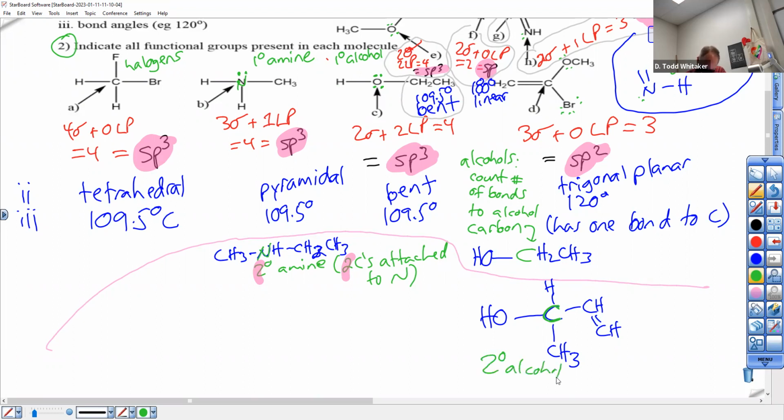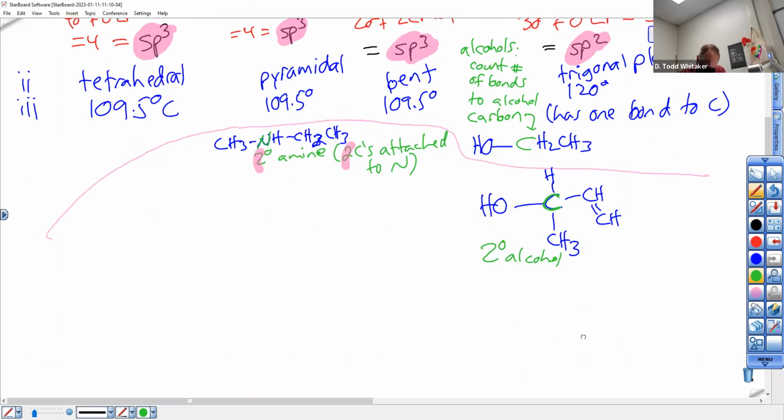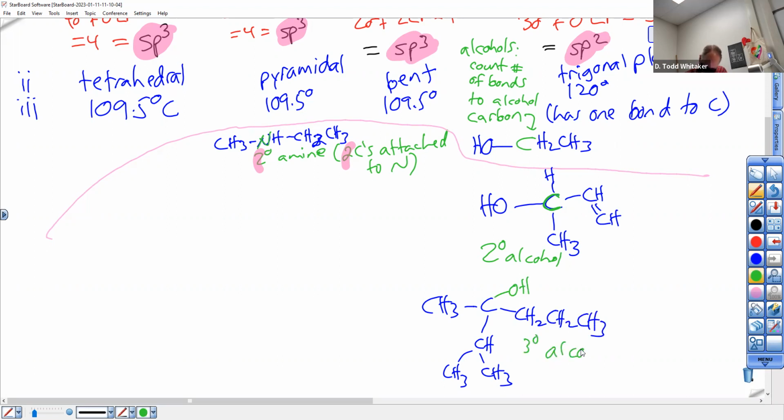Want to see a tertiary while we're here? Why not? CH3, C, CH. Tertiary alcohol. Misleading. Should make this the green C and the alcohol is blue. They all have the O bonded to H, bonded to one C. You don't do the O.